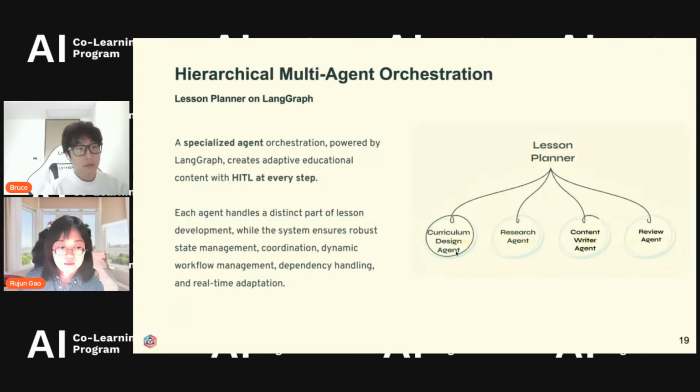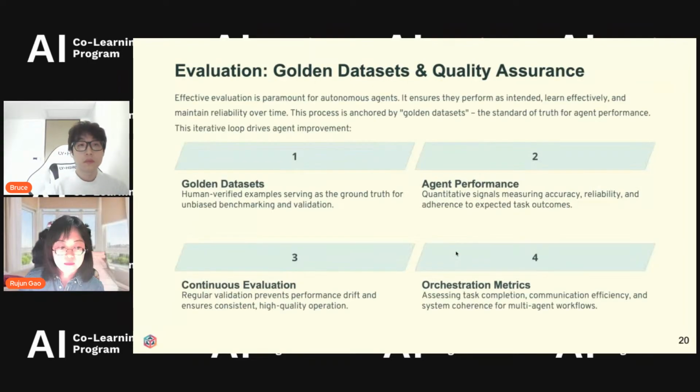This multi-agent orchestration is powered by LangGraph, which we adopted to build this, and there's a human in the loop at every step. Okay, and for the evaluation part, we also have multiple evaluation strategies like a golden data set. Basically, it's quantitative analysis and qualitative analysis from user surveys, etc.